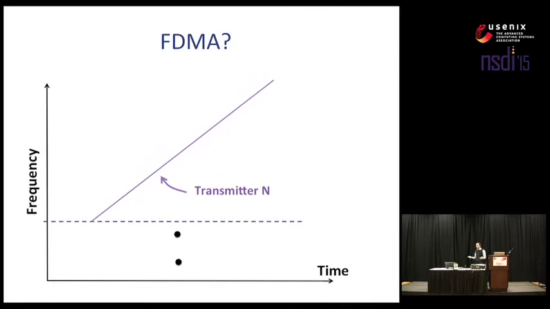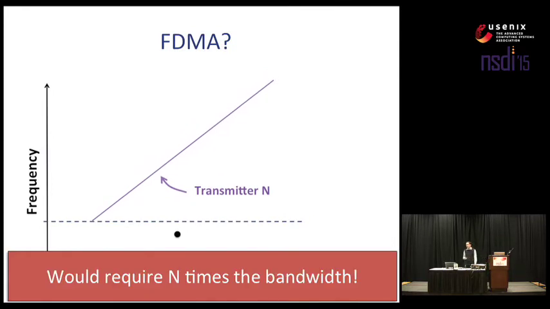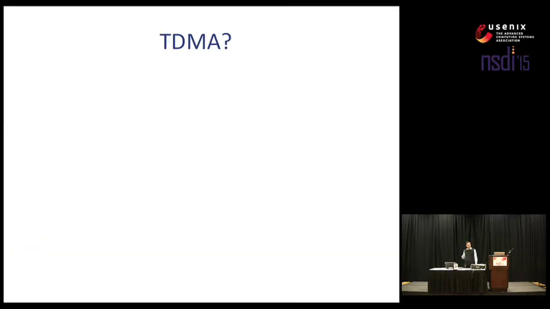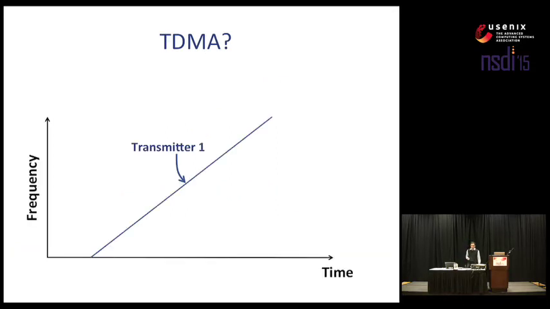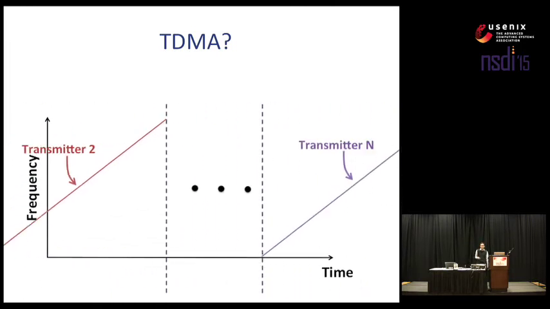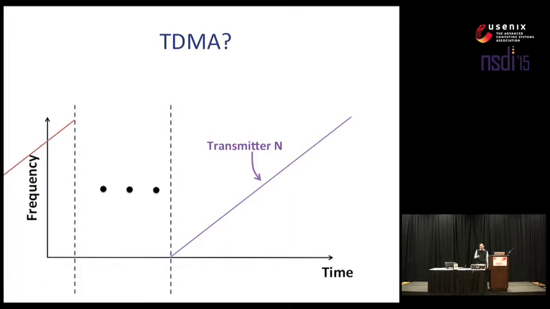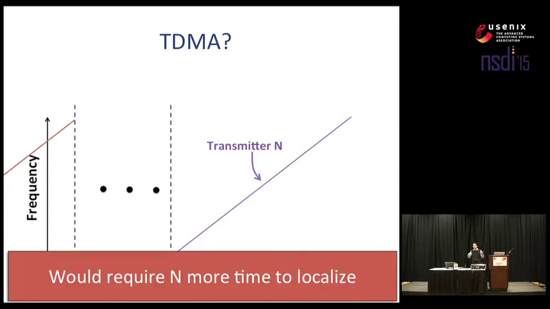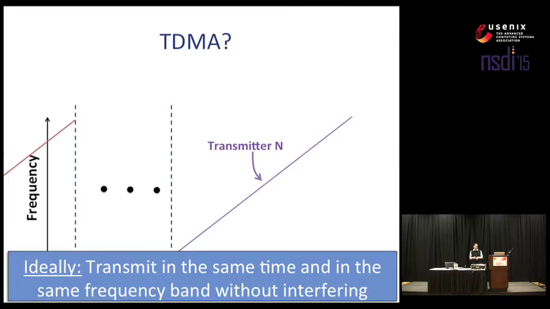Okay, so what about TDMA, or time division multiplexing? We will first transmit from the first antenna, then the second antenna, and so on and so forth. But then this would mean that we would need n times more time in order for us to localize. Ideally, we would want all the transmitters to be transmitting at the same time and in the same frequency band.